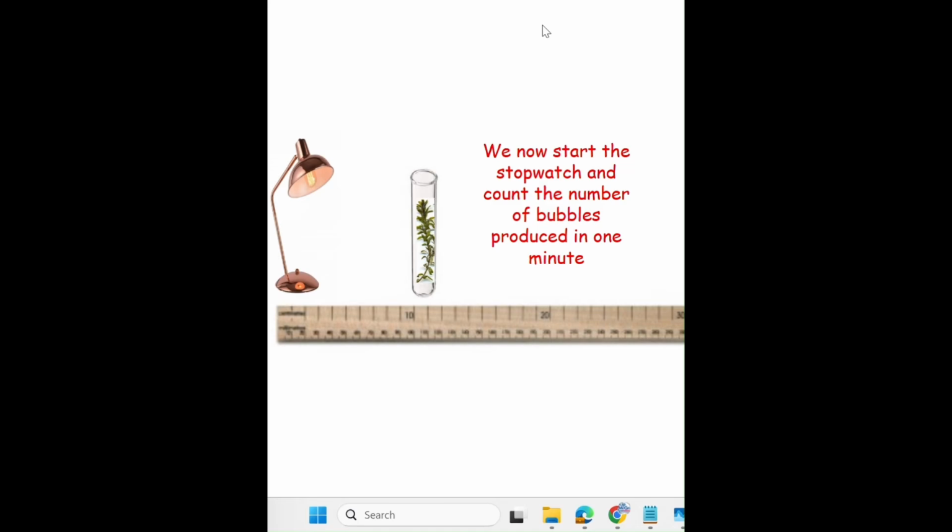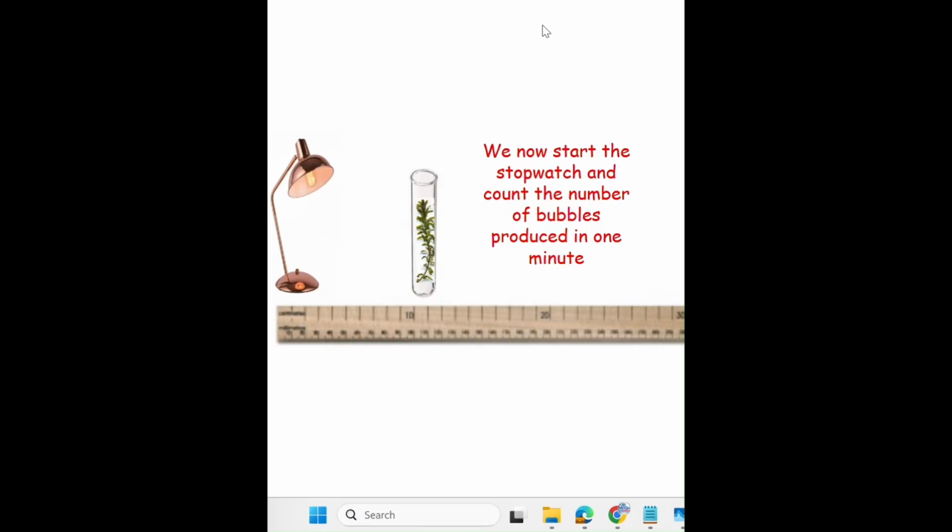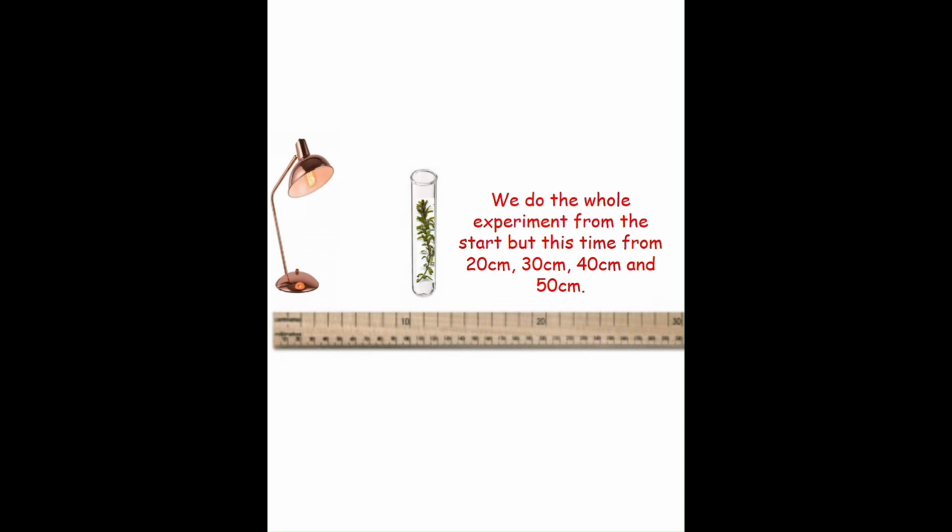Okay, moving on to the next level now is what we observe and how we measure it. So you're going to see the bubbles of oxygen, and then you count how many bubbles of oxygen are made in 1 minute. So you repeat the experiment, but you do it at 20, 30, 40 and 50 centimeters away. So I'm going to talk next about variables because you need to understand what the variables are. So there are 3 types of variables.